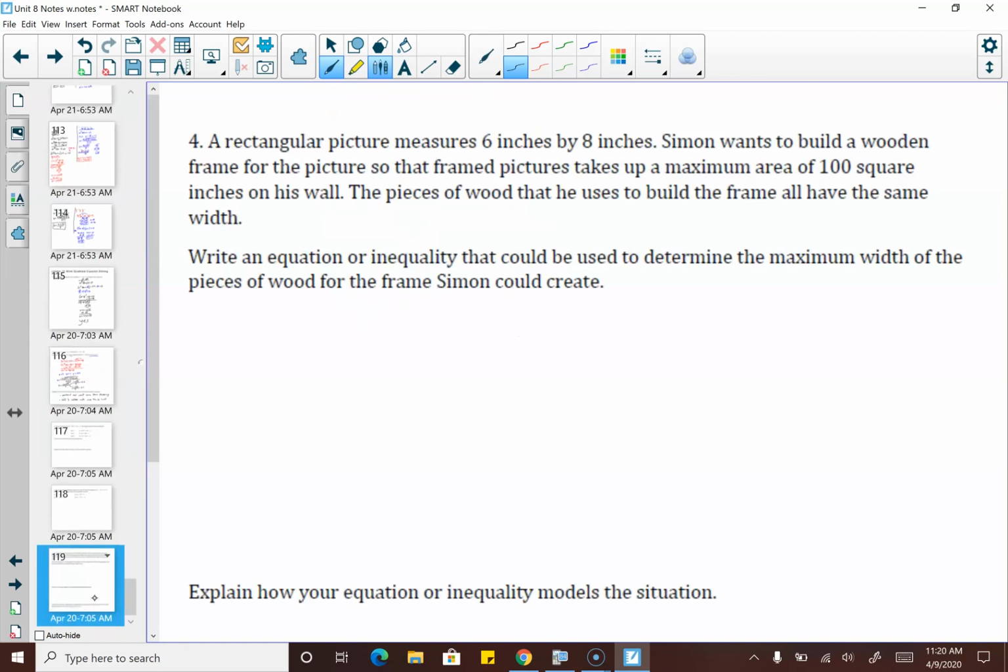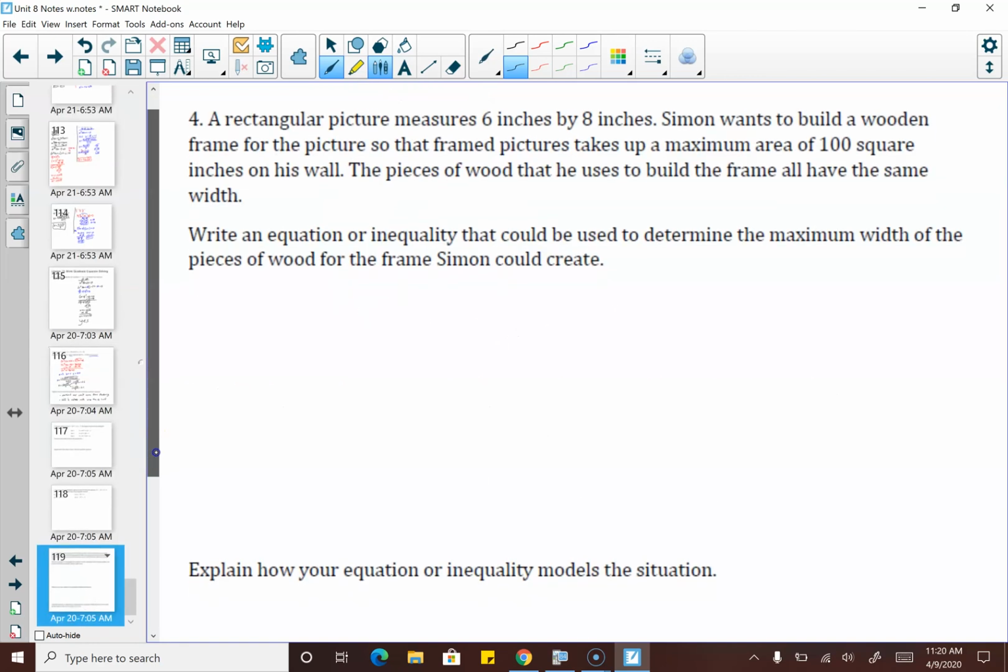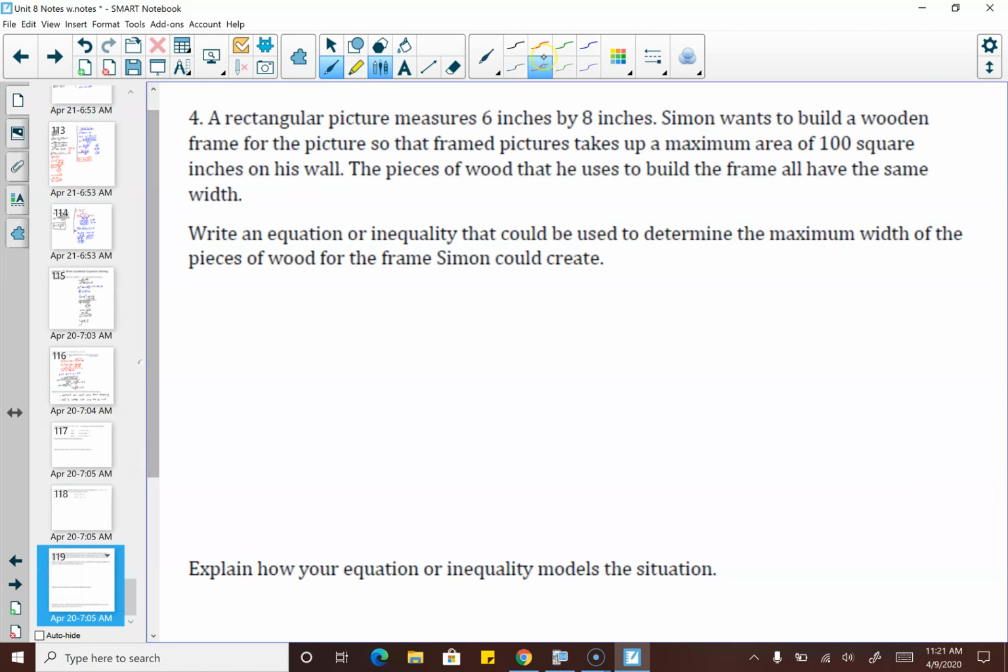I want to skip to the bottom of the picture frame here, number 4. And the reason I want to skip is because we did a lot of these questions back in the last unit, but we didn't know how to solve for them. We just knew how to set up the equations. So now we're going to look at how we do some solving.